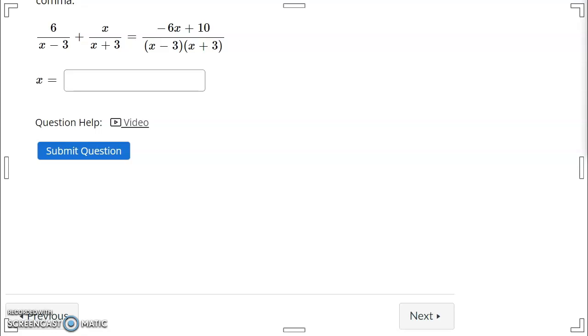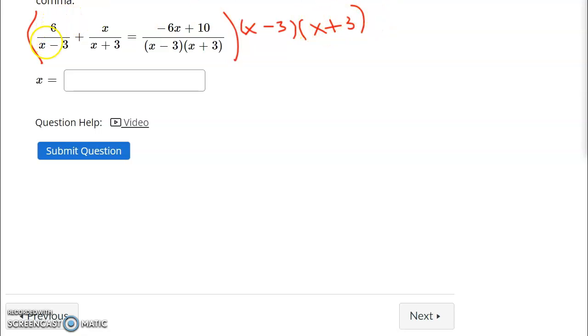So the LCD in this case, the denominator on the right is nicely factored for us: x minus 3, x plus 3. We can see that's in common for these as well. And so what we're going to do is just multiply every term by x minus 3 and x plus 3. Okay, so we'll multiply to each term.